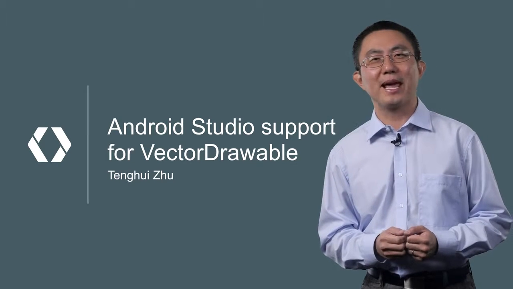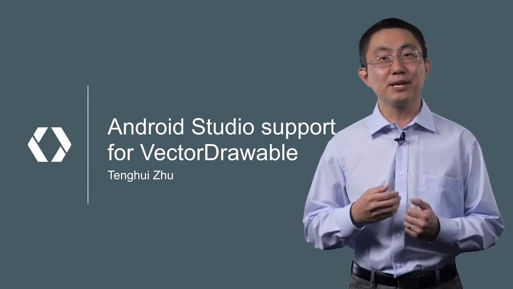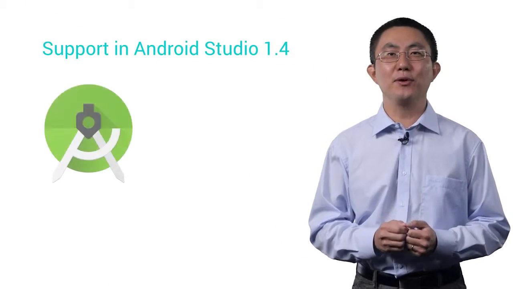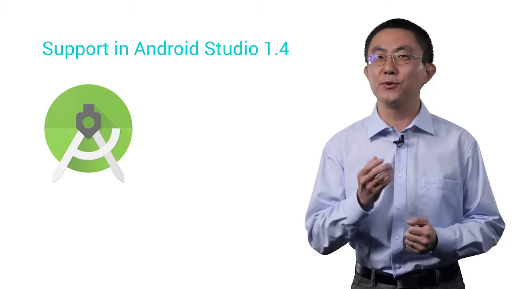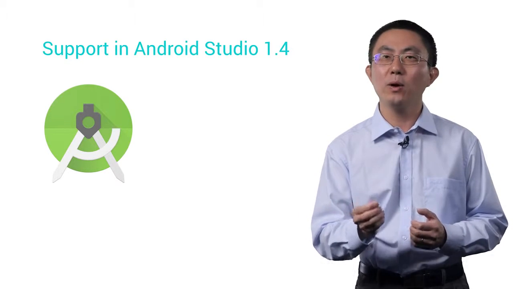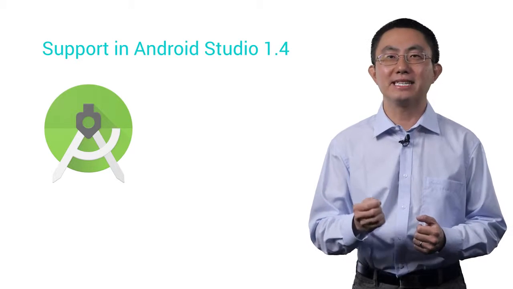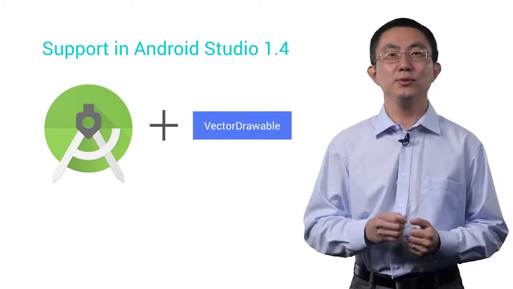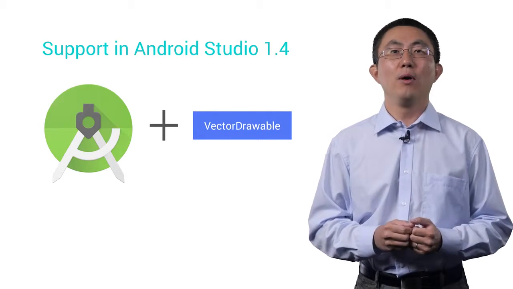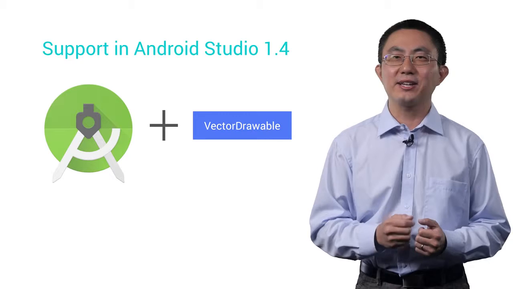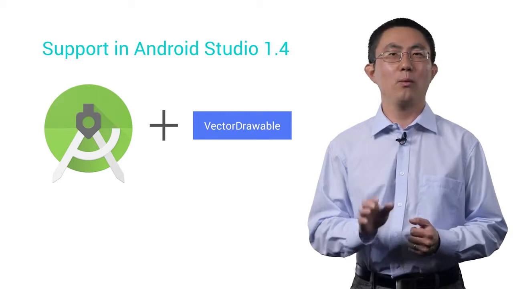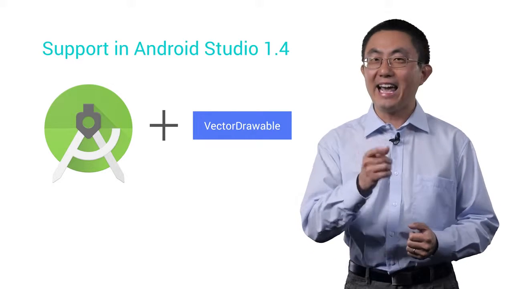Hi, this is Ting Hui from Android UI Toolkit team. I'm happy to give you an update on our latest tool support to address those concerns. In Android Studio 1.4, we introduced a new tool for you to either easily pick one vector asset from Material Design Icon library or convert your own SVG files into your VectorDrawables. Moreover, you can use this vector asset even when you are building against pre-Lollipop release without any code change. That is very cool, right?